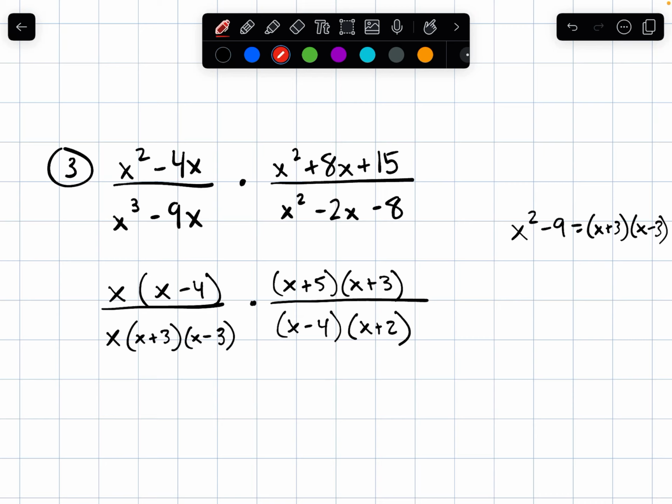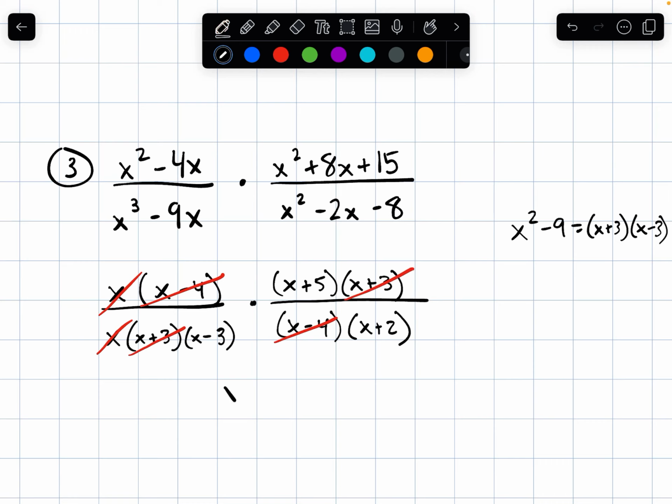I'm going to look for what cancels out, okay? Now, it could be within the same fraction, like these x's will cancel. They're in the same fraction. I could even look in the numerator of one fraction and the denominator of the other fraction, and those would also cancel. So this x minus 4 and this x minus 4 will cancel. This x plus 3 and that x plus 3 will cancel. And it looks like that's all I have. I don't think anything else is going to cancel here.